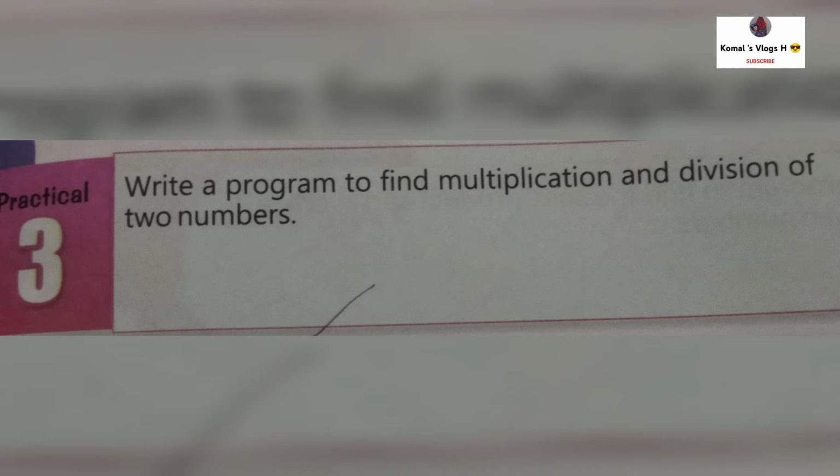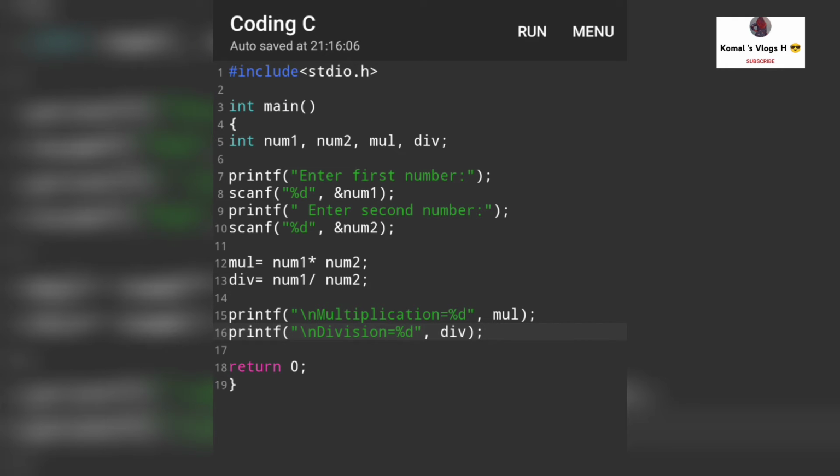Practical number 3: write a program to find the multiplication and division of two numbers. It is not specified whether we have to use the equal to operator or a function, so to keep it simple we will use the equal to operator to find the multiplication and division of two numbers. First of all, I have used the link section, and then I started the main section. I have initialized variables num1, num2, mul and div. Remember that num1 and num2 will be input by the user, and mul for multiplication and div for division will be calculated by the compiler.